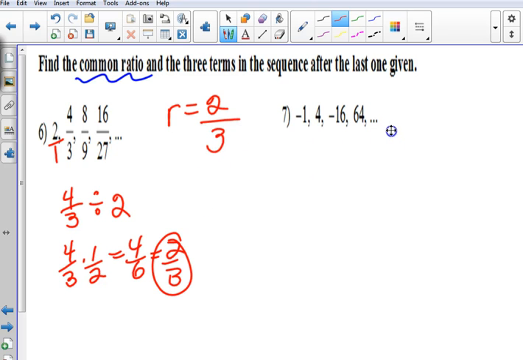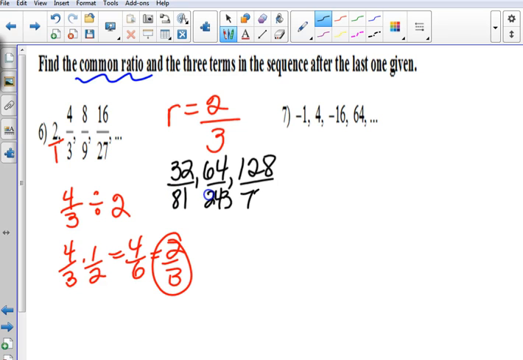Okay. Find the next 3 terms. All right, quickly. If I keep multiplying the top by 2, I'll get what? 32, 64 and 128 over, what am I multiplying the bottom by? 27 times 3 is 81. 243 and 729. Don't be frightened. That's taking up memory space. It's just useless information, right?